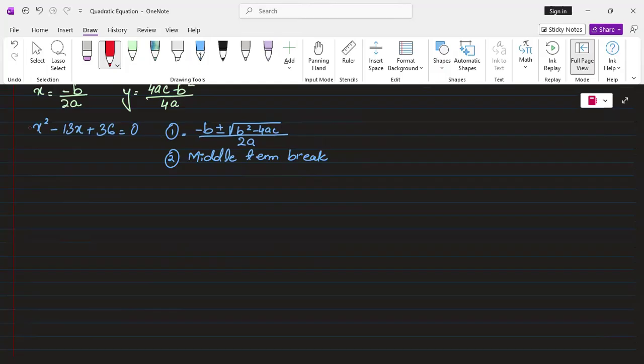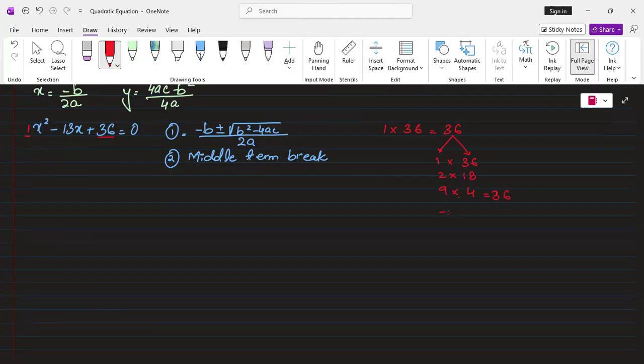Now, middle term breaking can be applied. The coefficient of x square is 1 and the constant is 36, so you need to multiply these values. 1 into 36 is 36. Now, you need to find the factors of 36 in such a way that their sum or their difference is equivalent to minus 13. I know that 1 into 36 is 36, 2 into 18 is also 36, and you can just keep on doing it. But I will figure it out here: 9 fours is 36, right?